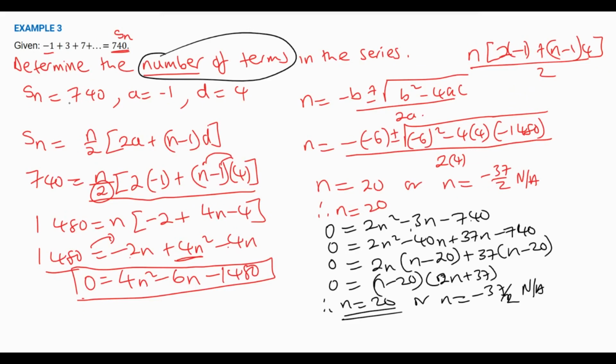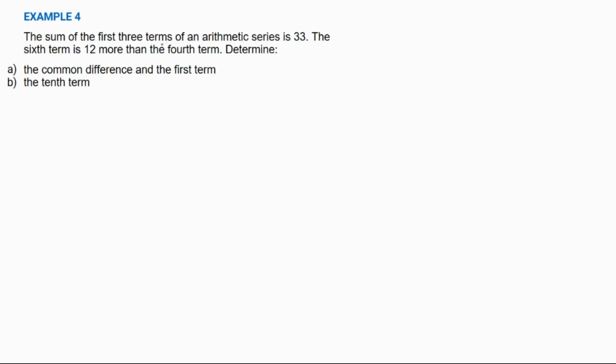Let's go to example 4. The sum of the first 3 terms of an arithmetic series is 33. Then the 6th term is 12 more than the 4th term. Determine the common difference and the first term.